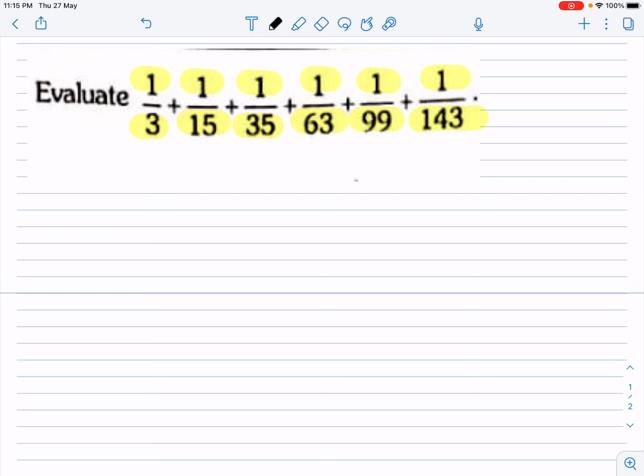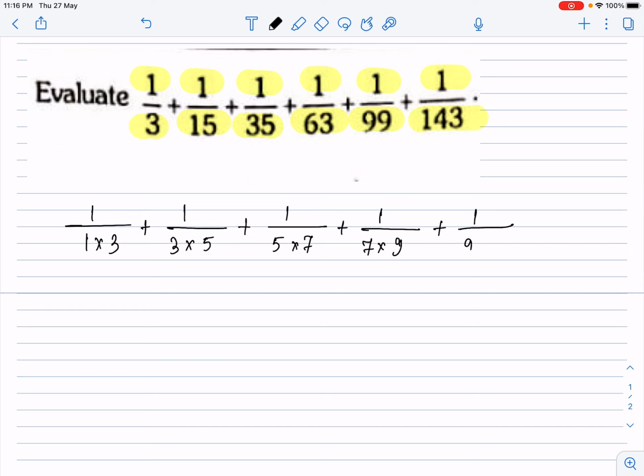Then what else can I do, sir? You should write it like 1 divided by 1 multiplied by 3. Then 15 can be written like 3 multiplied by 5, and 35 can be written like 5 multiplied by 7. Then 63 can be written like 7 multiplied by 9, and 99 can be written like 9 multiplied by 11. Then 143 can be written like 11 multiplied by 13.